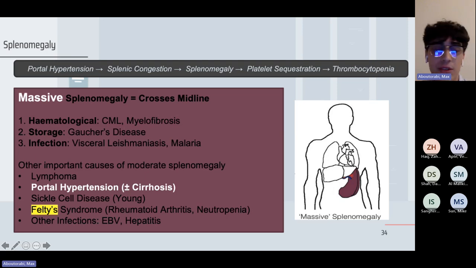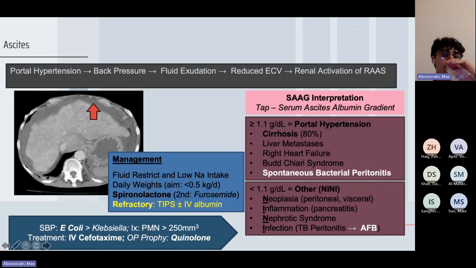So the main one you'd want to say is portal hypertension. But then some other ones you'd want to consider would be hematological causes, so chronic myeloid leukemia and myelofibrosis, which you'll cover later in hematology. You can get storage diseases, which is Gaucher's disease, which is very niche, and I wouldn't worry about that too much. You can also get infections such as visceral leishmaniasis and malaria. And then some other important causes that you should consider are lymphoma, obviously portal hypertension, sickle cell disease, and Felty syndrome, which is a rheumatoid condition. It's quite a niche one, but it's characterized by a triad of splenomegaly, rheumatoid arthritis, and neutropenia. So it's quite a good one to have in your OSCEs in case someone asks you for a cause of splenomegaly. And then you've also got other infections such as Epstein-Barr virus and hepatitis.